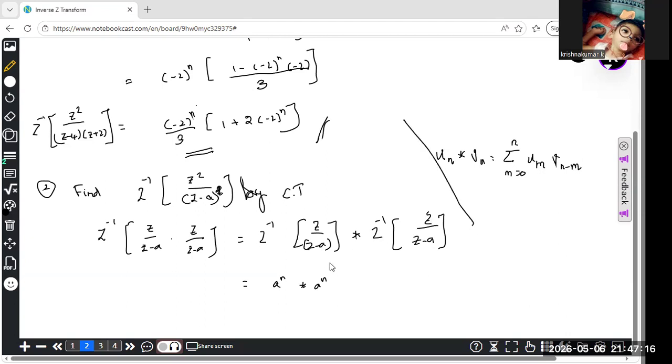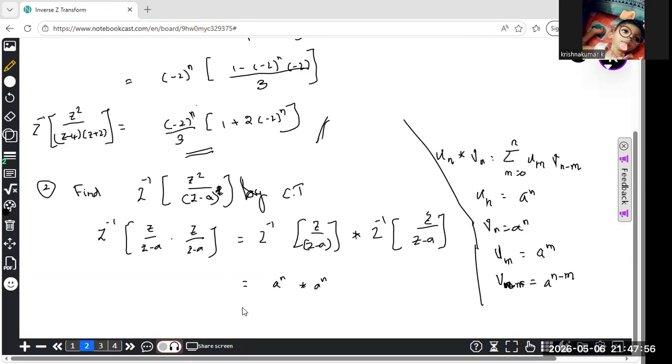Okay, we compare this expression with this, then we can choose that u n is equal to a power n and v n is equal to a power n. So therefore this u m becomes a power m. Similarly, v n minus m becomes a power n minus m. So we can choose these functions u m and v n minus m from this function, that the resultant functions.